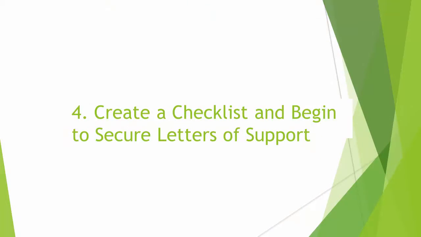After you read the announcement and solidify eligibility of your organization to apply, Tip 4 is create a checklist of sections and steps that need to be completed and begin to secure letters of support. Letters of support should be used to truly garner support from stakeholders. Avoid cookie-cutter templates.